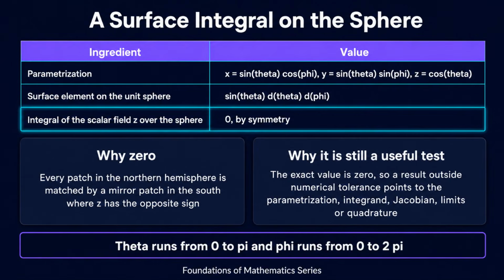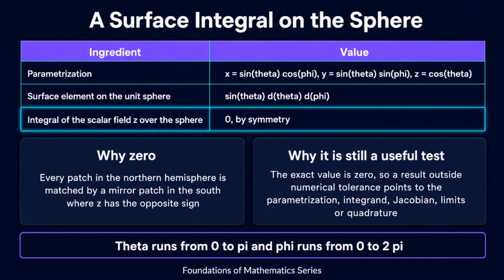Here is a worked case on the unit sphere. Parametrize it the standard way. x equals sine theta cosine phi, y equals sine theta sine phi, and z equals cosine theta, with theta running from 0 to π and phi from 0 to 2π. The Jacobian for the unit sphere gives a surface element of sine theta d theta d phi, and that sine theta is the factor that shrinks the patches as you approach the poles.